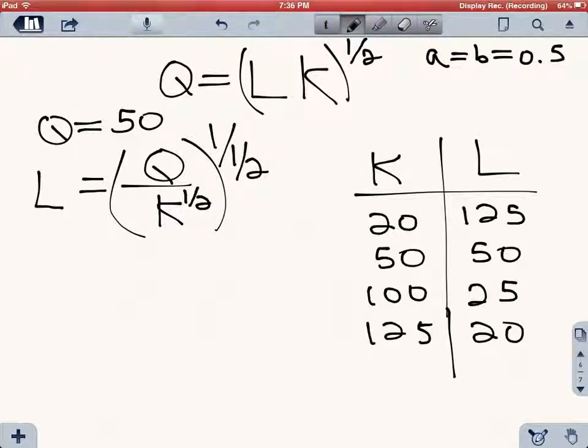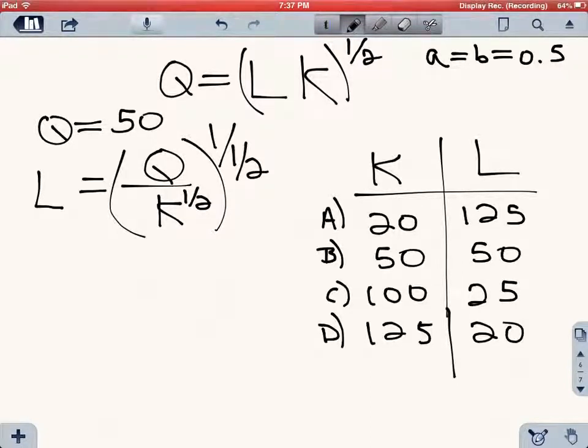So what does this mean? It means that you can produce 50 units of output. If your production function is this way, you can produce 50 units of output using 20 units of capital and 125 units of labor, or you can produce them using a little more capital, 50 units of capital and less labor, 50 labor, or you can produce them with either more capital, 100 units of capital and 25 units of labor, or by using even more capital and less labor, 125 and 20. So let's call these different production possibilities you can have A, B, C, and D. In all of them, you are producing 50 units of output.